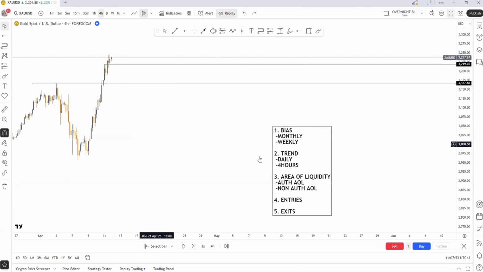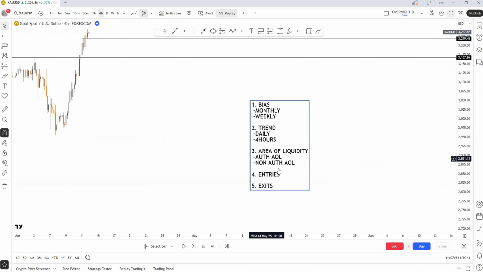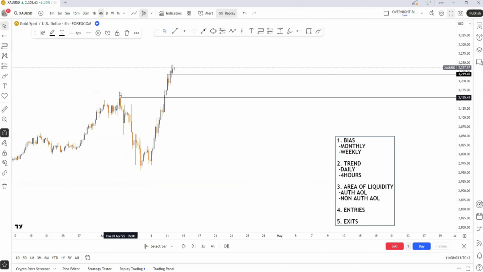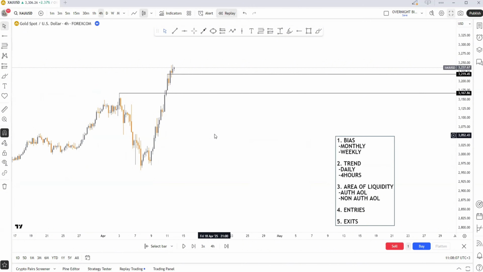But do we have non-authenticated area of liquidity? If yes, also you need to consider it, but make sure it offers you what we call the shift coordination or the swing point failure or the candle failure or the momentum failure inside that area of liquidity. Let's talk about the non-authenticated area of liquidity.